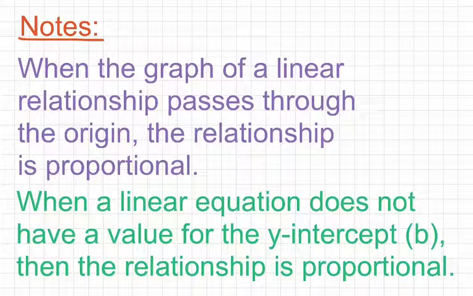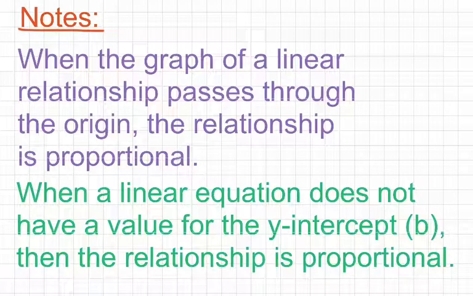On the other hand, if the graph of a line passes through any point on the y-axis other than the origin, then it is not going to be a proportional relationship. Similarly, for an equation, when a linear equation does not have a value for the y-intercept, or does not have a b value, then the relationship is proportional. However, if there is any value at all for b, then the relationship is not going to be proportional. So let's take a look at a couple examples of graphs that are proportional or non-proportional, and a couple equations that are proportional and non-proportional.